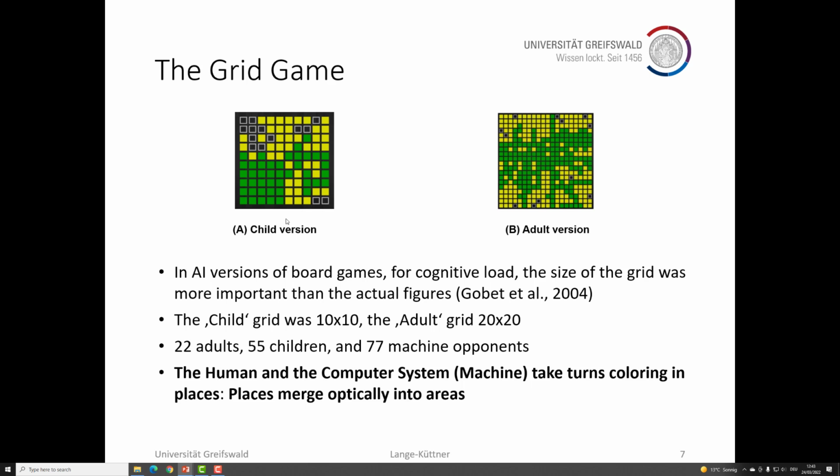So the human and the computer players, I'll talk about that as machine, take turns coloring in the places, and these places merge optically into areas. The machine always colors in at random after 2000 milliseconds.